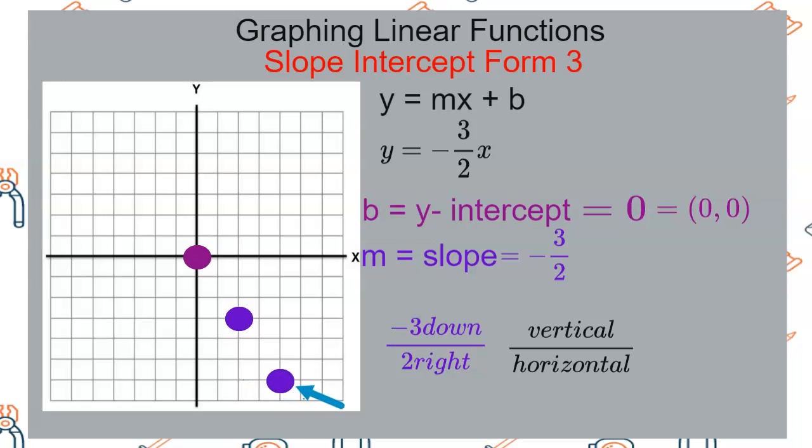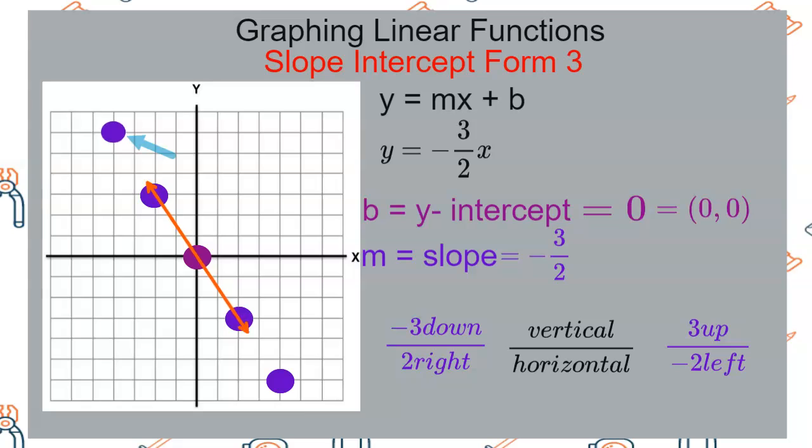To get more points over to the left side of the y-intercept, we'll switch this slope to the opposite. So instead of going 3 down and 2 right, we'll go 3 up and 2 left, making the 2 negative. So from the y-intercept, we go 3 up and 2 to the left. And then once again, we can go 3 up and 2 to the left.